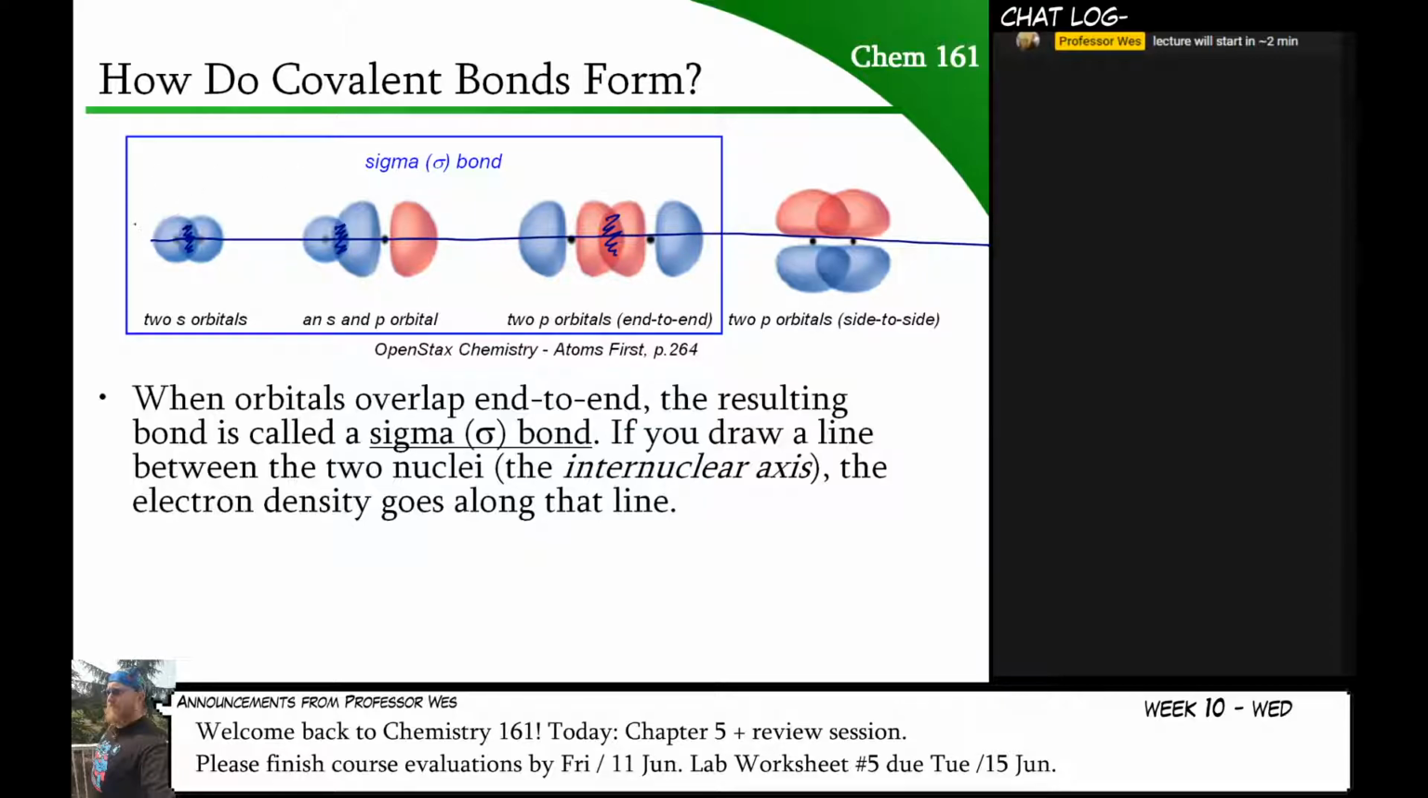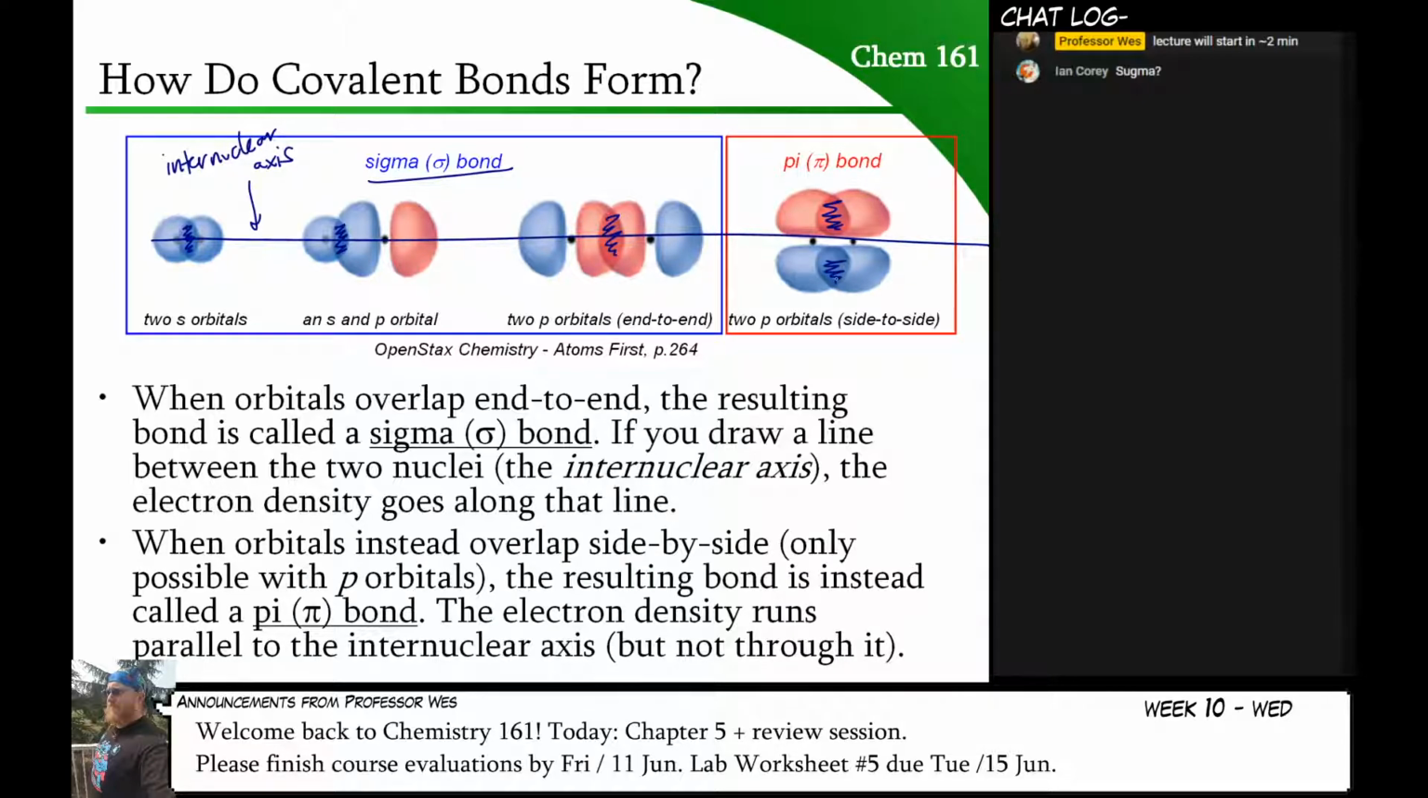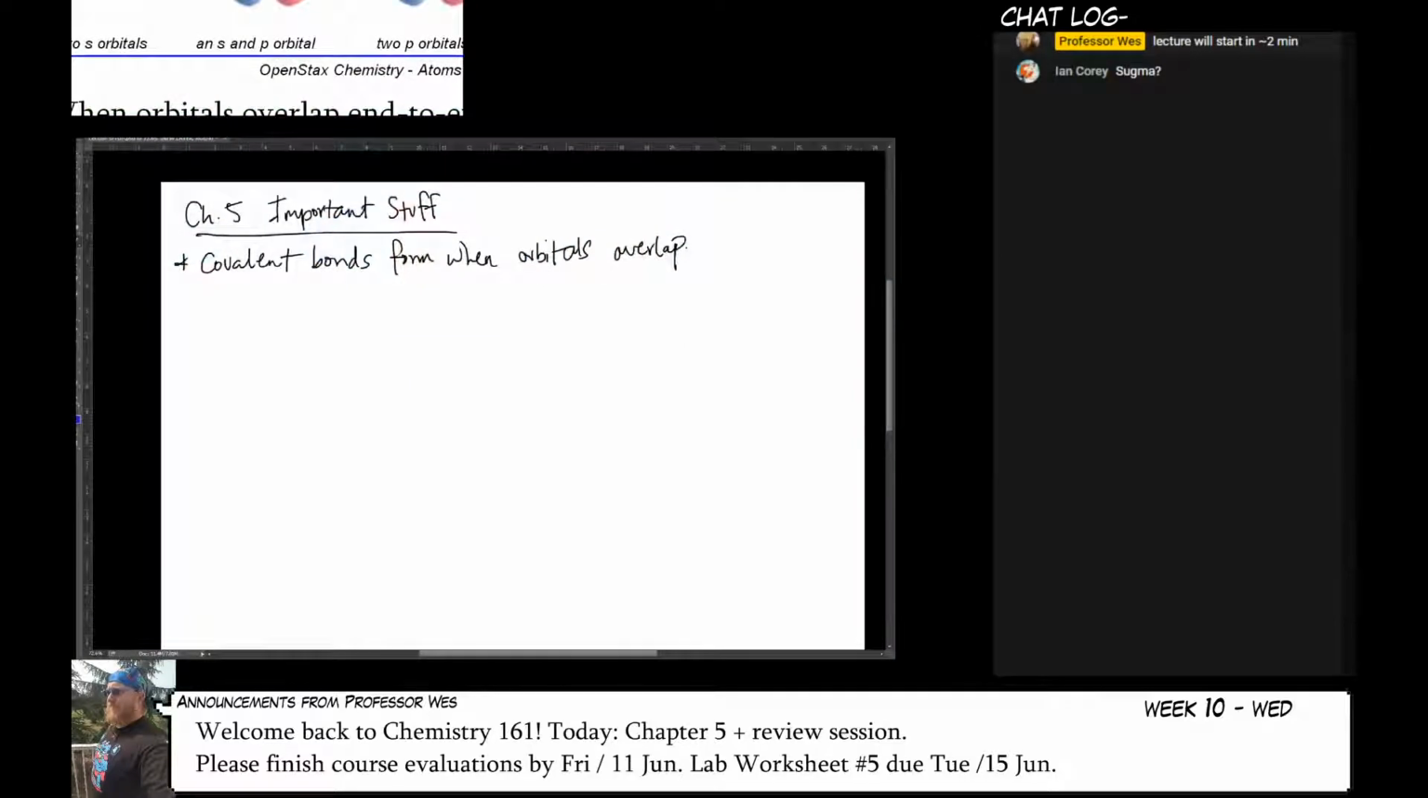So this line is called the internuclear axis. And in other words, I've just taken the two nuclei for each bond and drawn a line through them. If your bonding region is in the internuclear axis, the type of bond that you're looking at is called a sigma bond. If the bonding region is not in the internuclear axis, what you have is called a pi bond. And that's the other important thing that we want to know. So we'll go over here and we'll write this down.